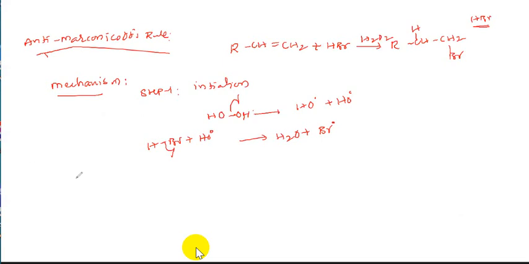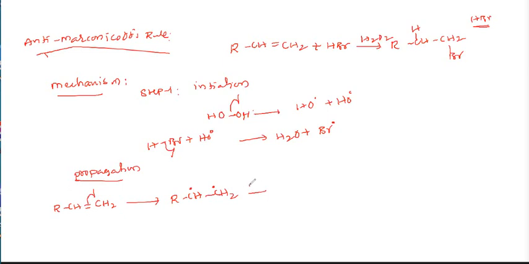Then step 2, what is step 2? That is the propagation step. Here RCH=CH2, the bromine radical moves in this direction, because homolytic fission goes in any direction, both are the same. Here it forms only a radical. Not only in this direction, it can go left or right, both are the same because it is homolytic fission.